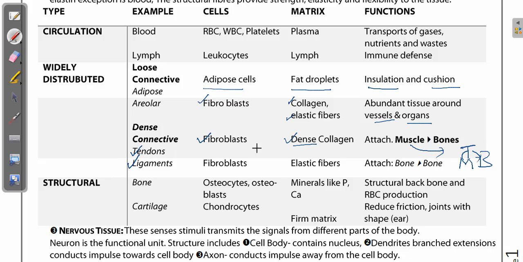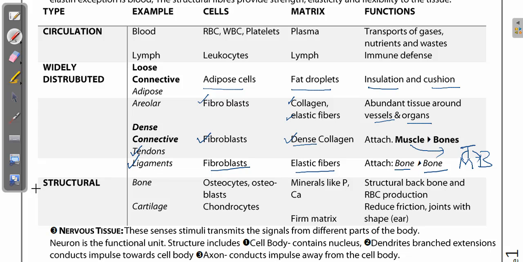And then ligaments. Ligaments are also made up of a similar type of cells called fibroblasts, and they have a lot of elastic fibers. So you can see the bone to bone connectivity will be provided by these specific dense connective tissues.